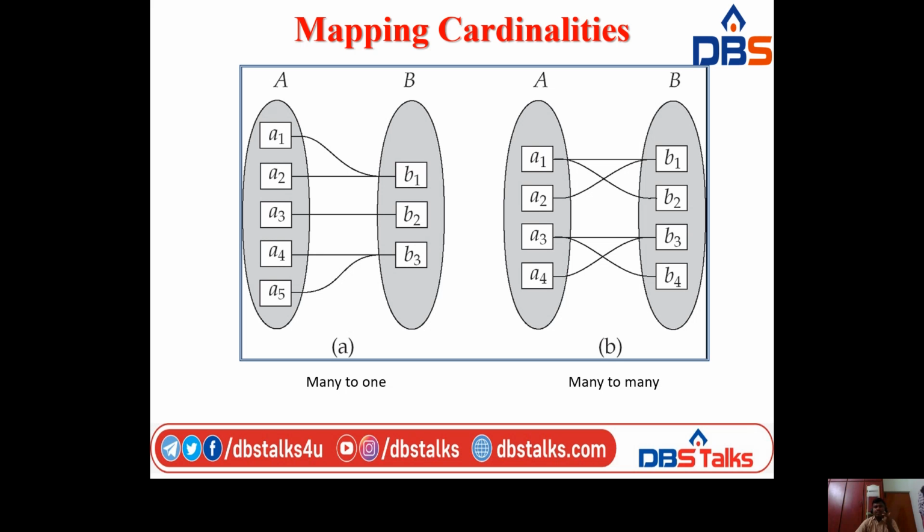Here A1 contains B1 and B2, and B1 is shared with A1 and A2. Now A3 contains B3 and B4, and B3 is shared by A3 and A4. Now this is about the mapping cardinalities.